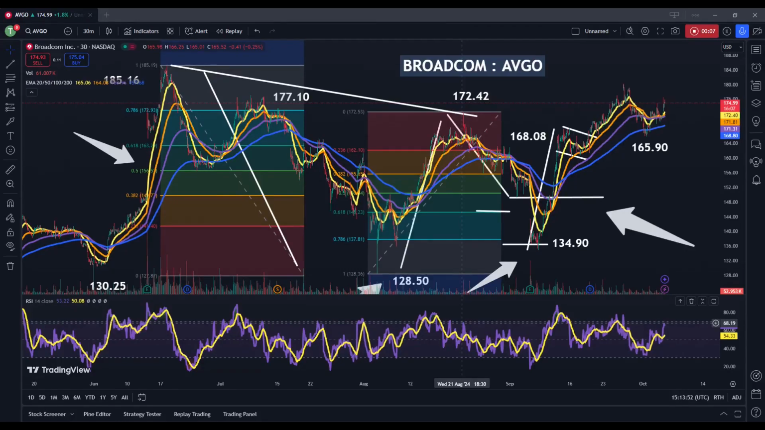Here we have the current stock market update for Broadcom Incorporated, stock ticker AVGO.